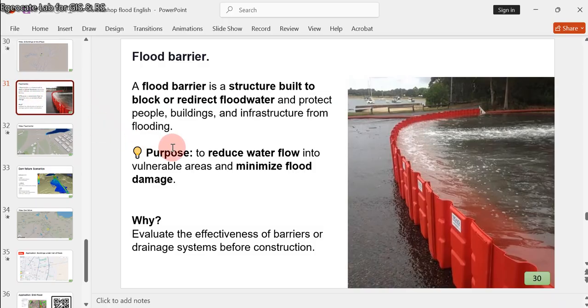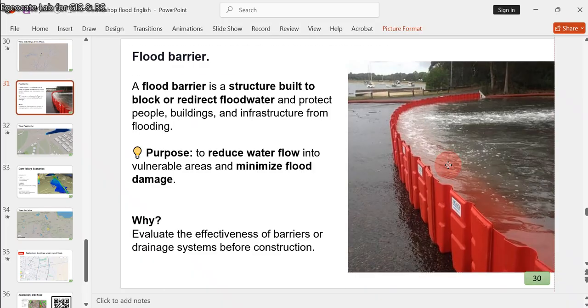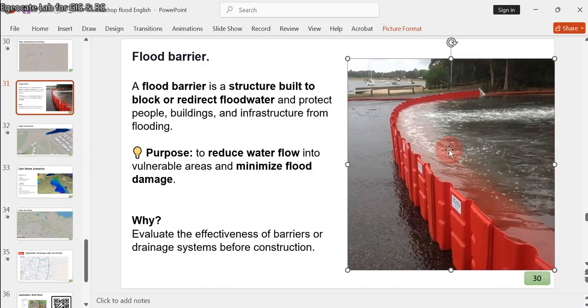And flood barrier, another thing that you can do using ArcGIS Pro flood simulation is that we can do a simulation of putting a barrier in a place which has a flood problem. So even before constructing a real flood barrier in a place, we can simulate this to understand if this barrier will solve the problem or not.